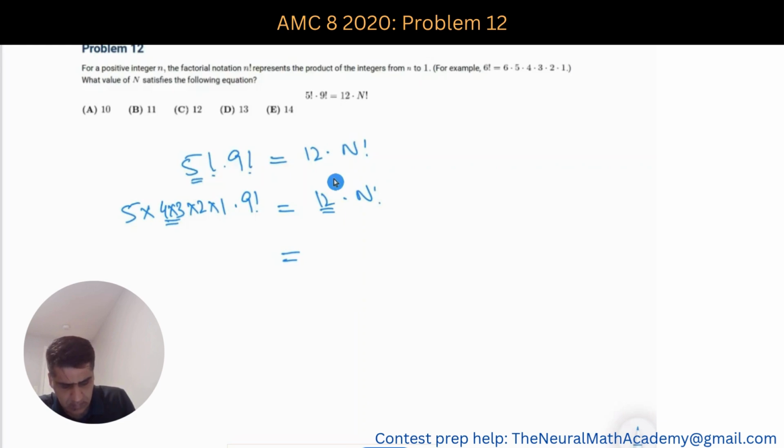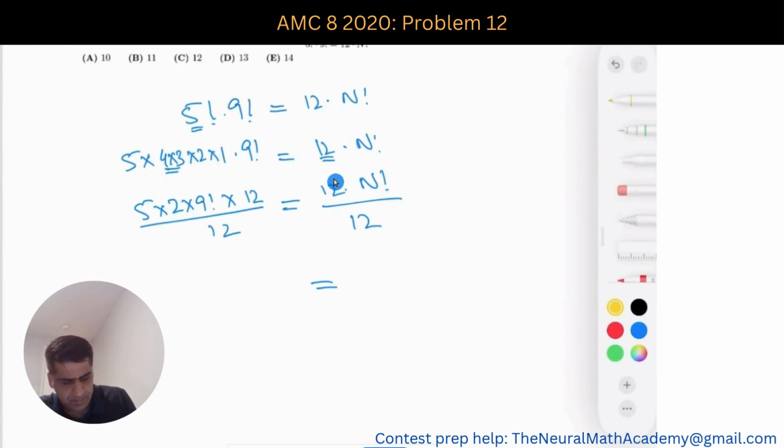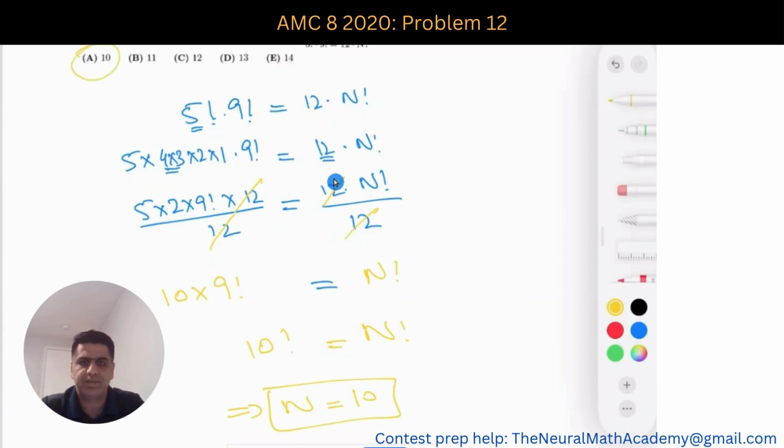So I can write then 5 multiplied by 2 multiplied by 9 factorial multiplied by 12 divided by 12, and here I can do again the same thing, divide by 12. And now it cancels out, and n factorial is equal to 10 multiplied by 9 factorial, and that is equal to 10 factorial. So which gives us that n is equal to 10. From here the answer is A for this problem.